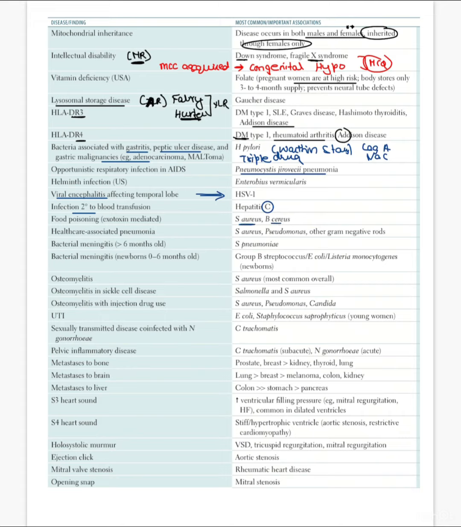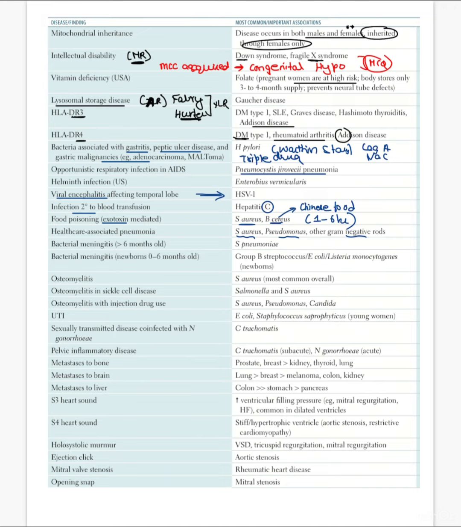Food poisoning, guys. So S. aureus and Bacillus cereus both cause food poisoning within 1 to 6 hours, guys. But Bacillus cereus is basically due to Chinese food, that history would be given, guys. This is very important. This food poisoning is exotoxin mediated. Healthcare associated pneumonia, guys, that may be S. aureus, Pseudomonas, or other gram-negative infection.